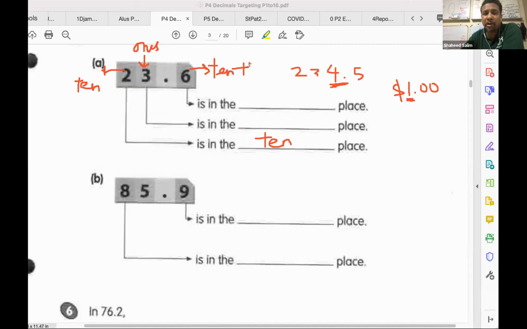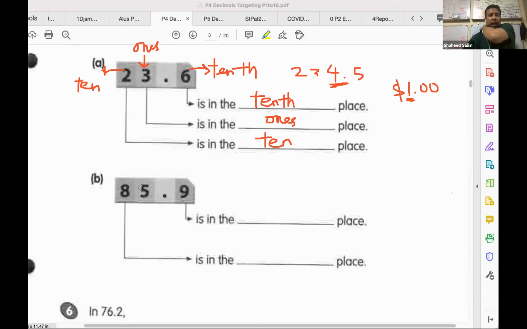We don't write 6 because they didn't ask you for the value. They ask you for the position. So this is in the tenths place. This is in the ones place. Okay, so you try again.